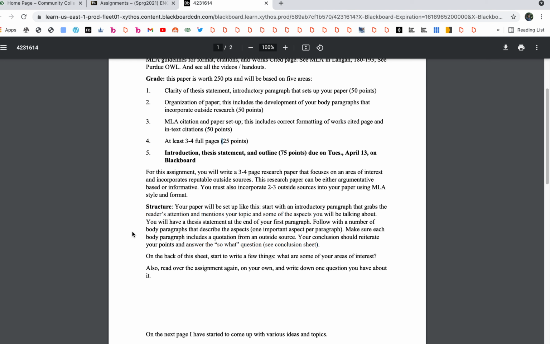Follow with a number of body paragraphs that describe the important aspects, one aspect per paragraph. Each body paragraph should include an in-text citation. Your conclusion should reiterate your points and answer the so what question. Look at all these handouts and videos that we've been going over this semester.